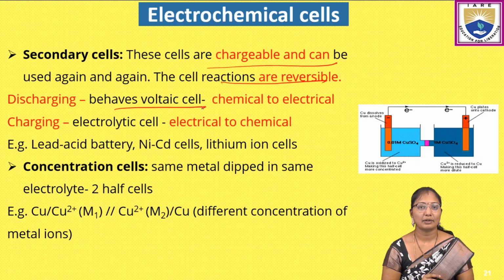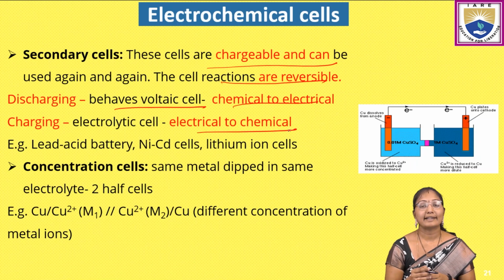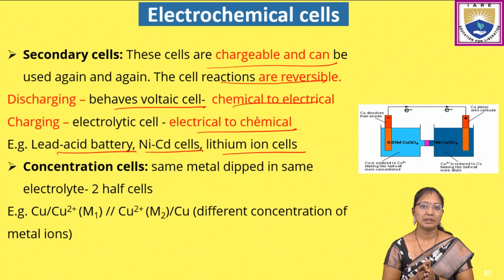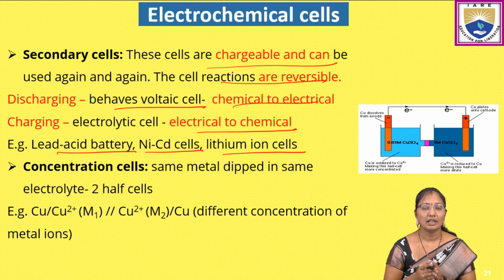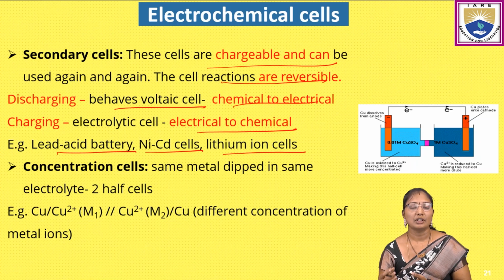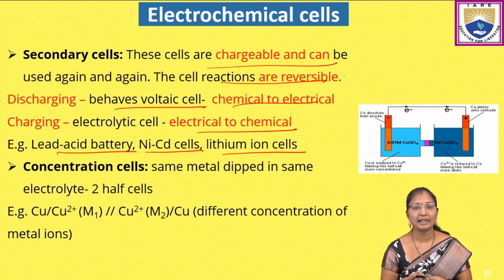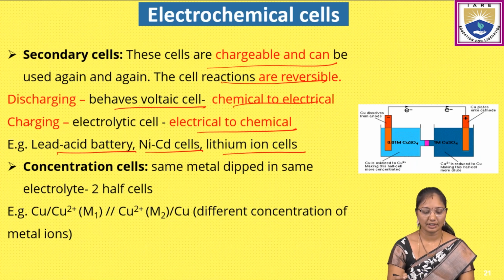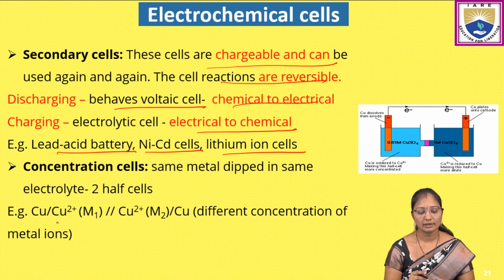So on discharging, it behaves like a voltaic cell and converts chemical energy to electrical energy. When it is charged, because we are supplying the power, the electrical energy is converted into chemical energy. Examples for these secondary cells are lead acid battery, nickel cadmium cells and lithium ion cells. So first, on discharging, the chemicals present in the battery convert the chemical energy into electrical energy. Once discharged, by supplying the current again, we are converting the electrical energy into chemical energy. So charging and discharging.